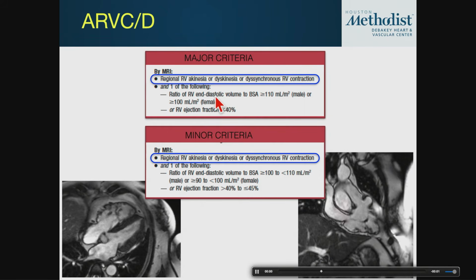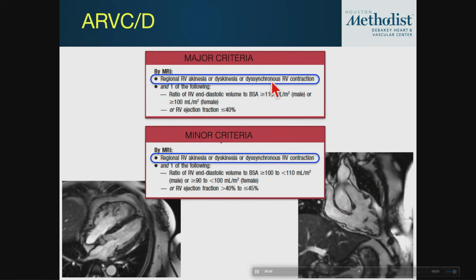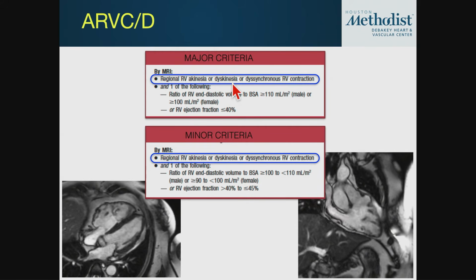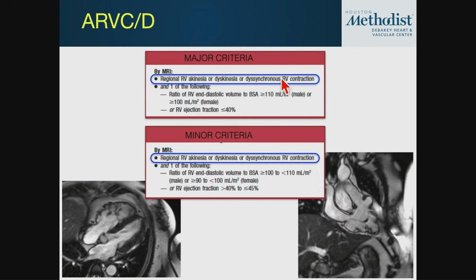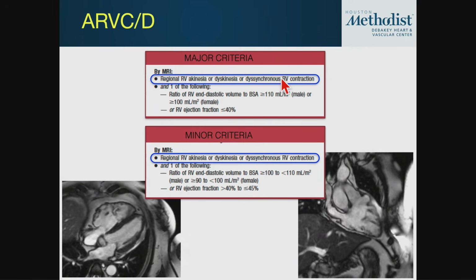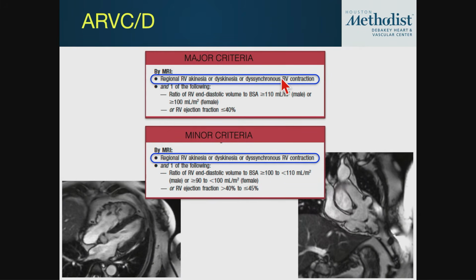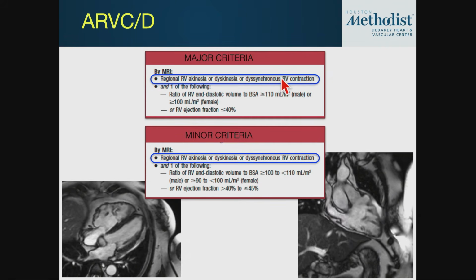First thing though, remember, you got to have a wall motion abnormality. You got to have either RV akinesis, dyskinesis, desynchronous contraction, thinning, or aneurysm, right? In other words, don't tell me it's RV dysplasia just because the EF is low, right? Because that could just be, again, from left-sided heart disease. You got to have a regional abnormality of right ventricular motion first.